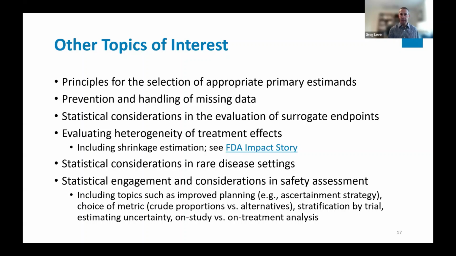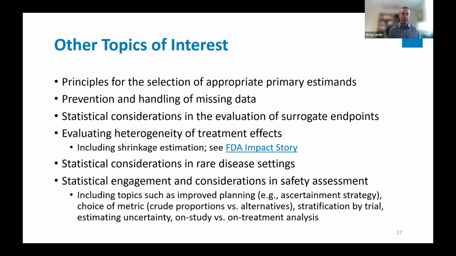Statistical considerations in rare disease settings, including regulatory flexibility and how we can do that from a statistical perspective, what we can contribute, but then also the evaluation of surrogates is really important in this space. Those are just a couple topics that come to mind. And then something that's also important to me is statistical engagement and considerations in safety assessment. At least within our office, there's been more of a culture in the past where statisticians contribute heavily to efficacy, but not so much to safety.